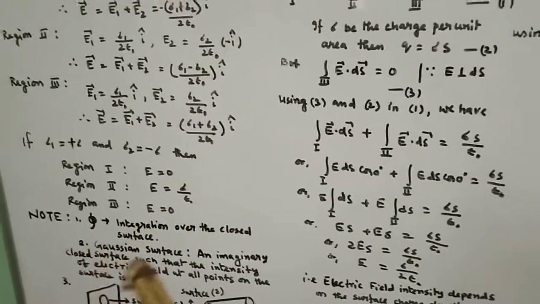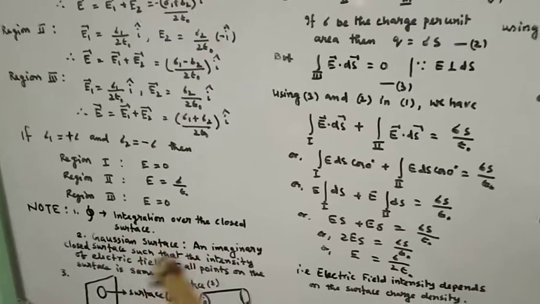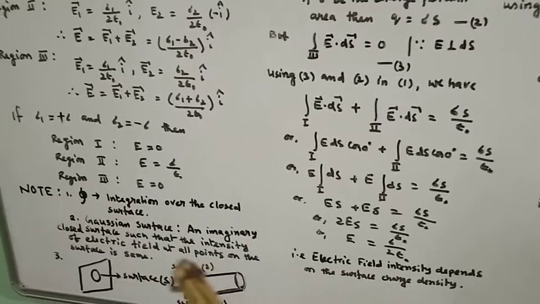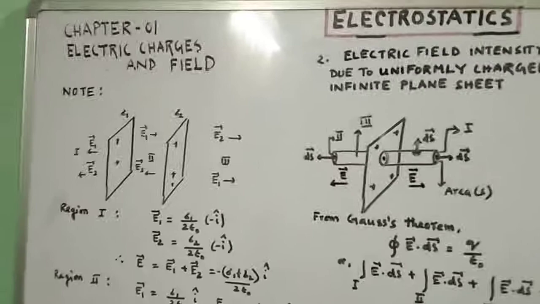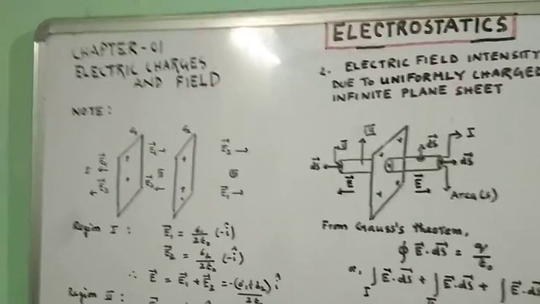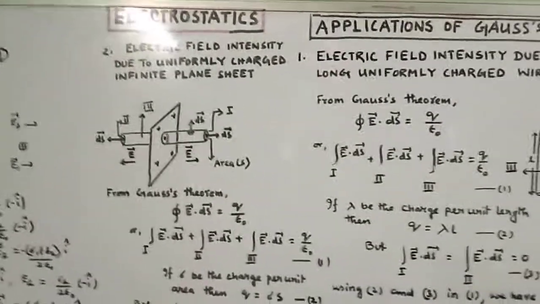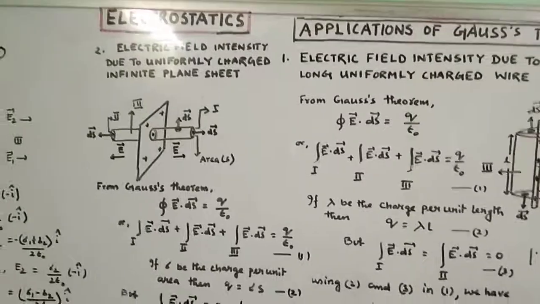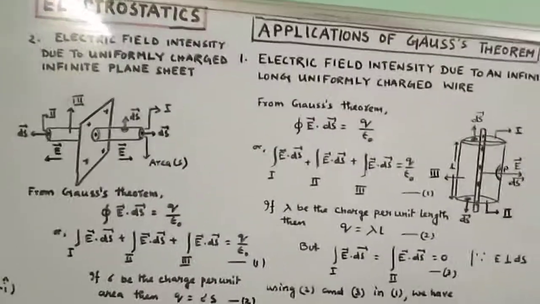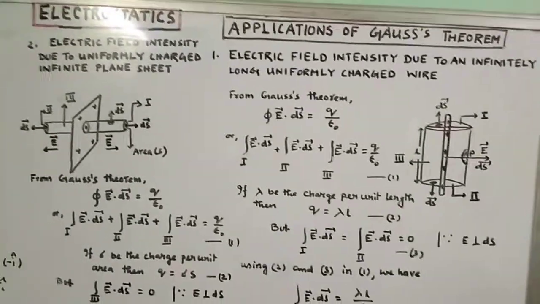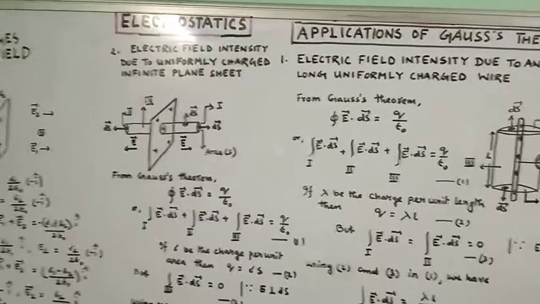Now already you have used the symbol for integration over the closed surface, the Gaussian surface, an imaginary closed surface, such that the intensity of the electric field at all points on the surface is the same. So these are the notes. Now these are very important because in every alternate year, even in continuous assessment, this application used to come, and it carries 5 marks. In the exam it used to ask: state Gauss's theorem and find the field intensity due to an infinitely long uniformly charged wire, or a uniformly charged infinite plane sheet.